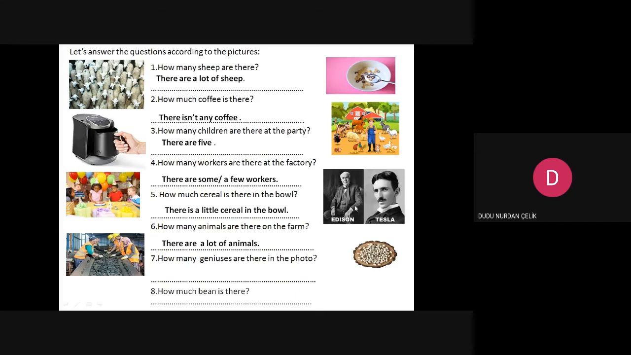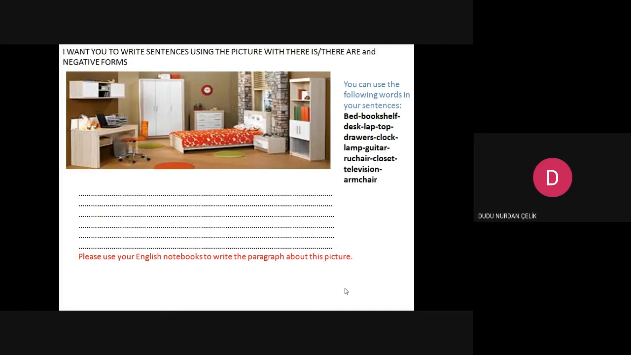Do you know these guys, Edison and Tesla? Yes, they are really geniuses. Very clever men. How many geniuses are there in the photo? 1, 2. There are 2 geniuses, Edison and Tesla. Bean. How much bean is there? Bean is uncountable, small pieces. We cannot count, so it's uncountable, and the answer is, there is a little bean. Very good, students.